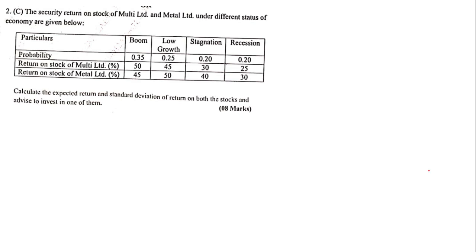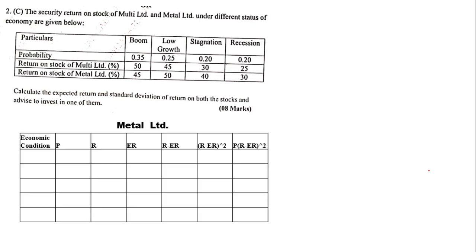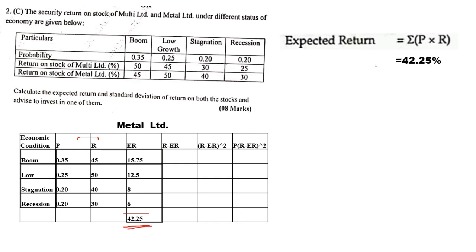Now same thing for Metal. So again, columns: economic condition, we have boom, low growth, stagnation and recession. Probability was 0.35, 0.25, 0.2 and 0.2. Returns were 45, 50, 40 and 30. We'll multiply P into R. When you multiply these two, you'll get the expected return. So 45 into 0.35 is 15.75, 50 into 0.25 is 12.5, 40 into 0.2 is 8 and 30 into 0.2 is 6. Total of that comes to 42.25. That is nothing but our expected return. So expected return is 42.25%.